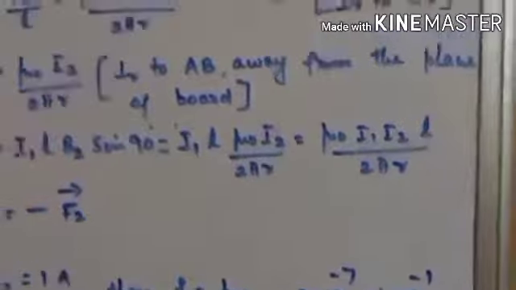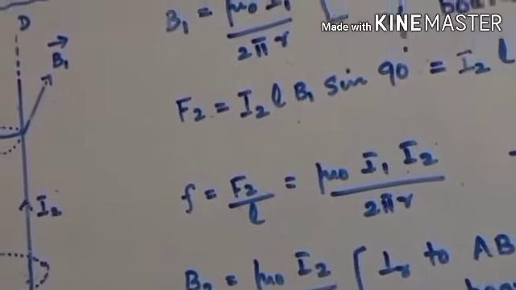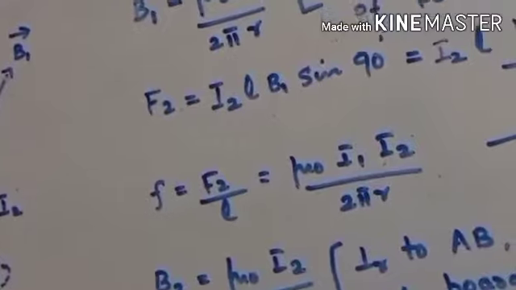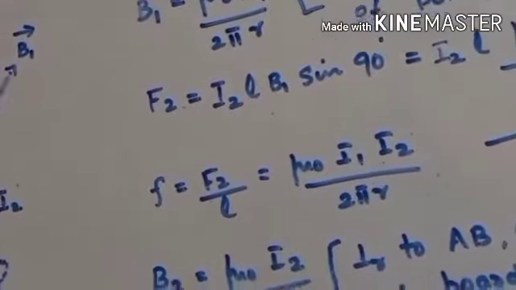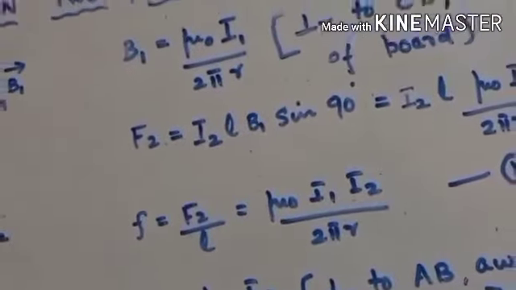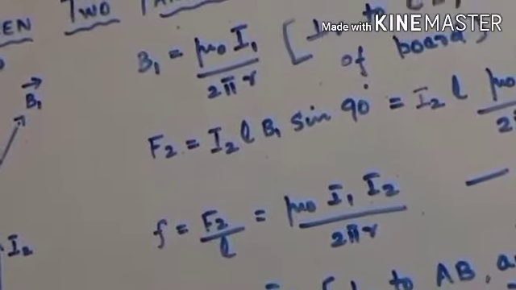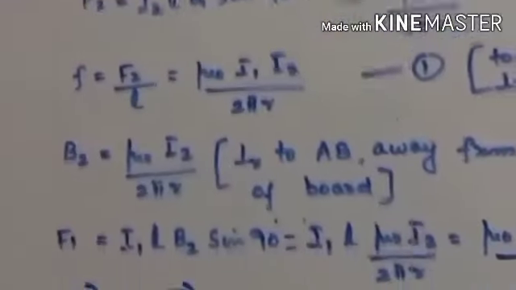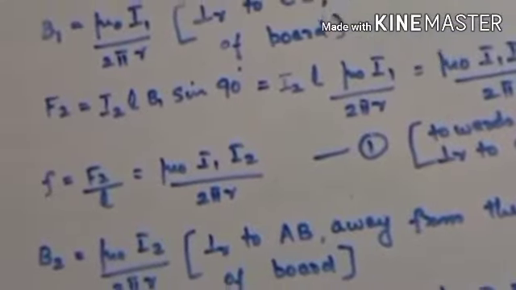Okay. So we can define the 1 ampere current in that way. So 1 ampere is that value of steady current which, when flowing through two parallel infinitely long conductors kept in vacuum at a distance of 1 meter from each other, produces a force of 2 into 10 to the power minus 7 Newton per 1 meter.